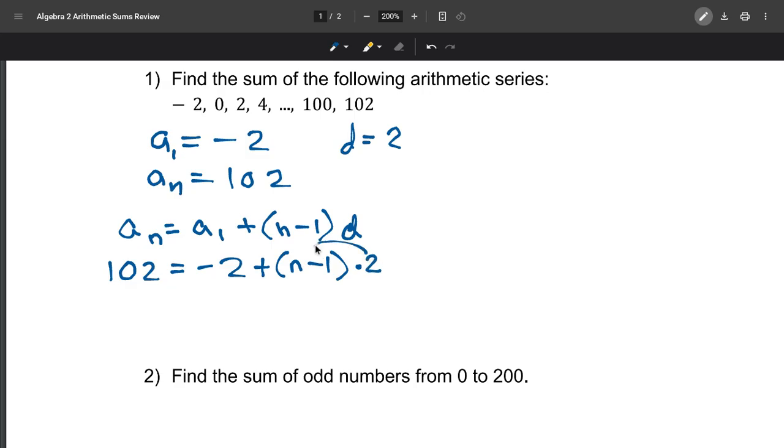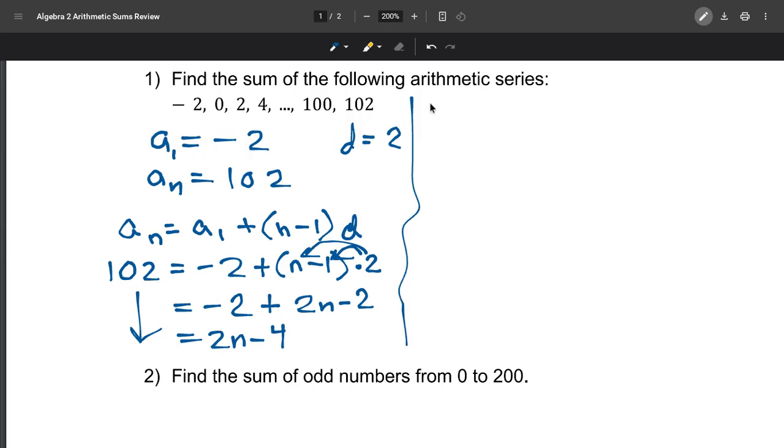Okay, we're going to use the distributive property to multiply this common difference here. So on the right hand side I'm going to get -2 plus 2n minus 2. I can combine like terms to get 2n minus 4. And this is the same down here. So let me write this up here. So I've got 102 equals 2n minus 4.